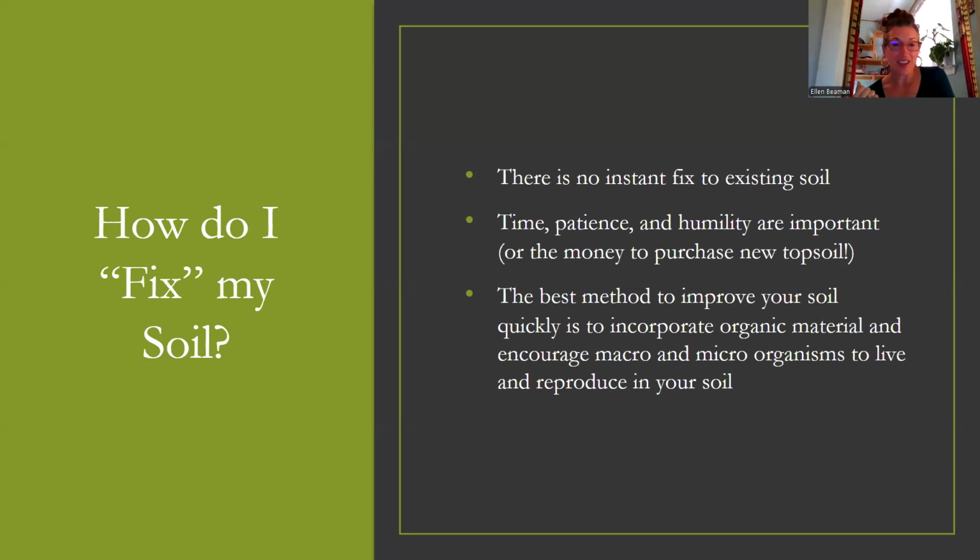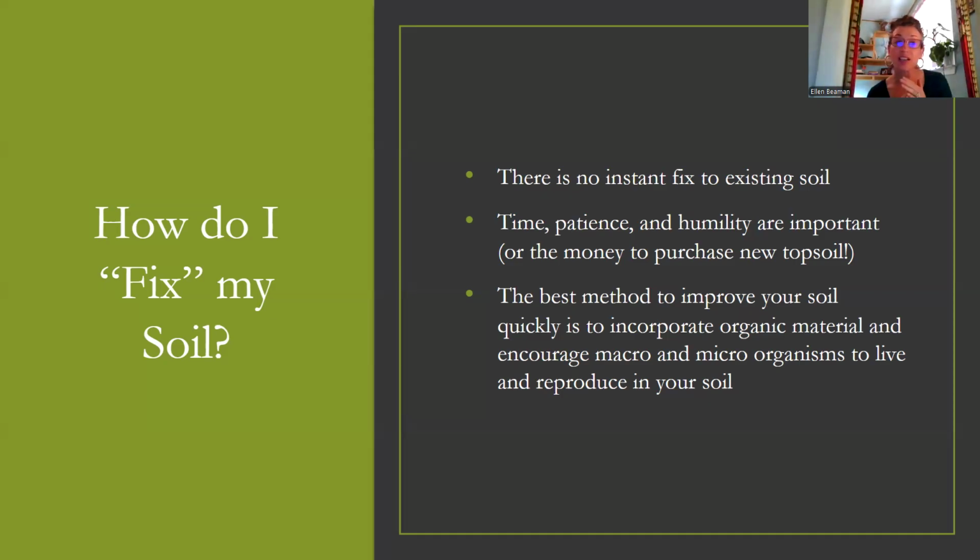There is no instant fix. Changing the structure, the health and the quality of your soil takes time, patience, and humility. It's not something that can be done overnight, and it's not something that can be done once. Soil is a dynamic living organism, and you've got to work with it. You've got to give it what it needs. You've got to give it time. It's going to go through seasons. It's going to have periods of high microbial activity, and then it's going to cool down for a little bit, and you just can't force anything.